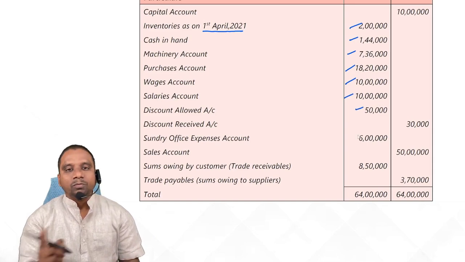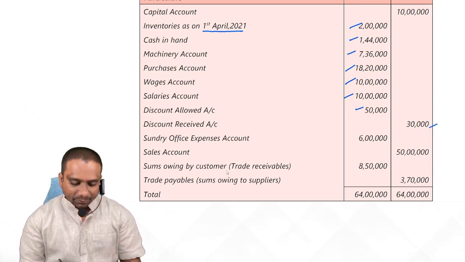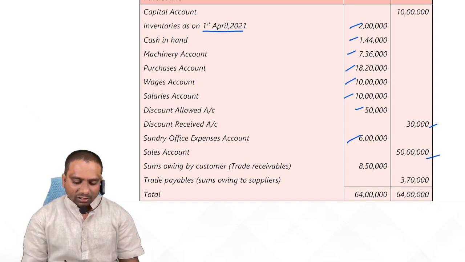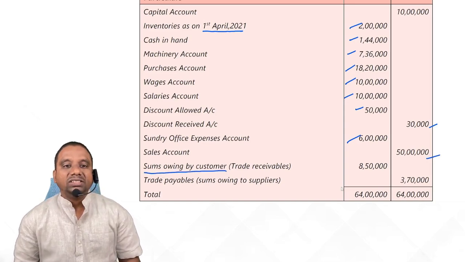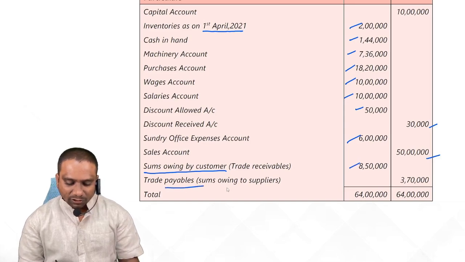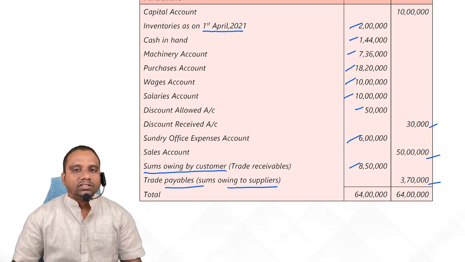Discount allowed, profit and loss account debit. Discount received, profit and loss account credit. Sundry office expenses, debit to P&L account. Sales, credit to trading account. Sums owing by customers, means debtors. Debtors asset, balance sheet. Next, trade payable, sums owing to suppliers. Creditors, balance sheet. That's it, student.